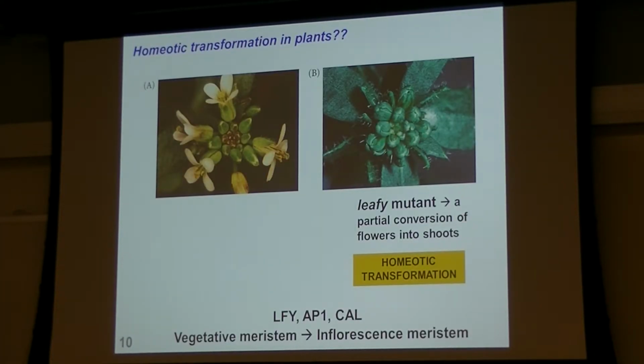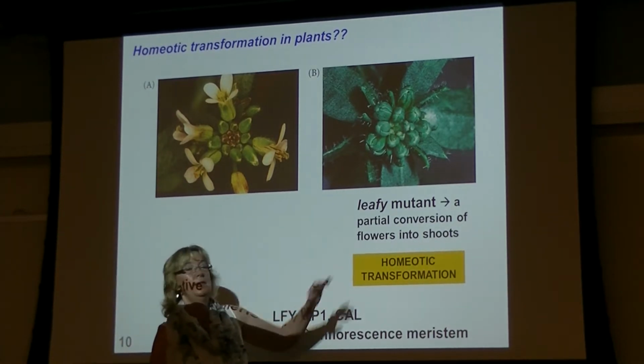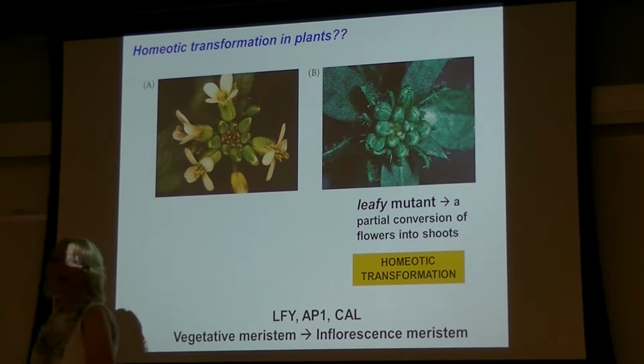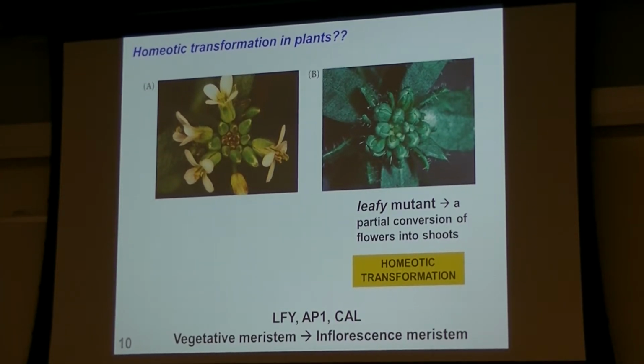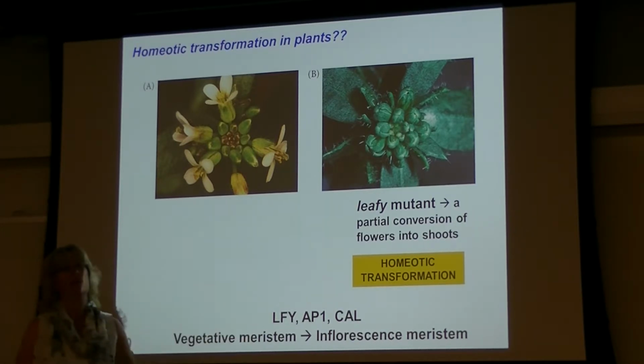So the first example here is, and actually the leafy mutant is considered to be a homeotic transformation because instead of making flowers, these flowers really were converted into some other body part that happened to be more vegetative in nature. So they were making shoots instead of making flowers. So this leafy mutant is actually considered to be homeotic.